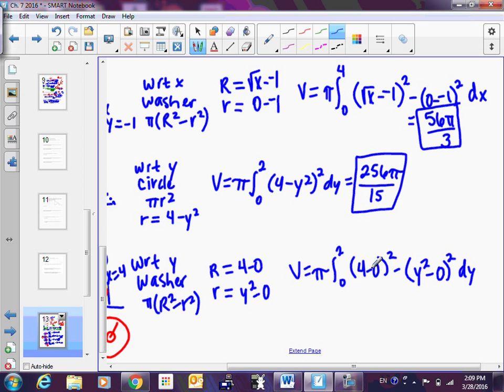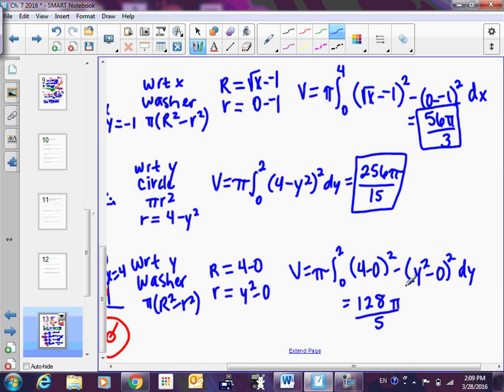If you're getting the things inside the parentheses mixed up, like 0 minus 4 or 0 minus y squared, that's okay. The squared will even it out. If you get the big R and little r mixed up with each other, you will know because your final answer will be negative. So this was kind of our first example.